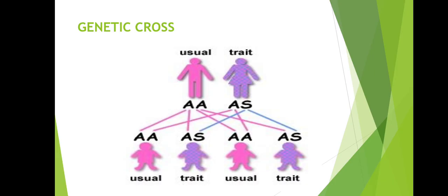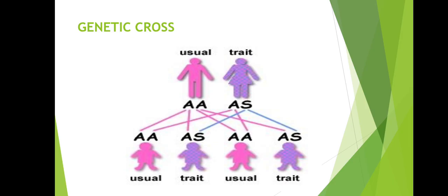Let me try to explain it more here. If we have AA and AS, this one is normal, this one is a trait. We cross A to A, A to S, then A to A, A to S. So you see, this one is going to be normal, this one is going to be normal, but these two are going to have a trait. If they meet another person from another family who is a trait, then they are in trouble. This is what we mean by this disease.